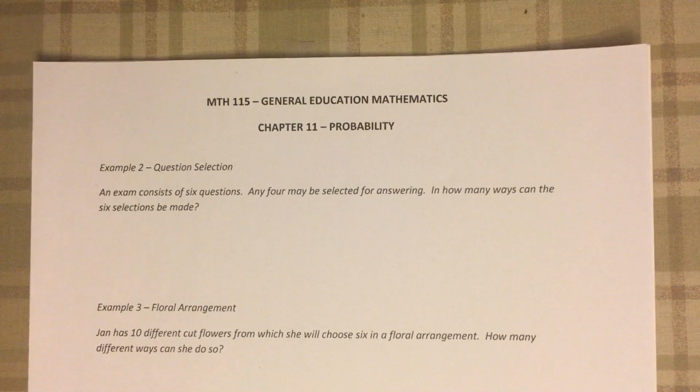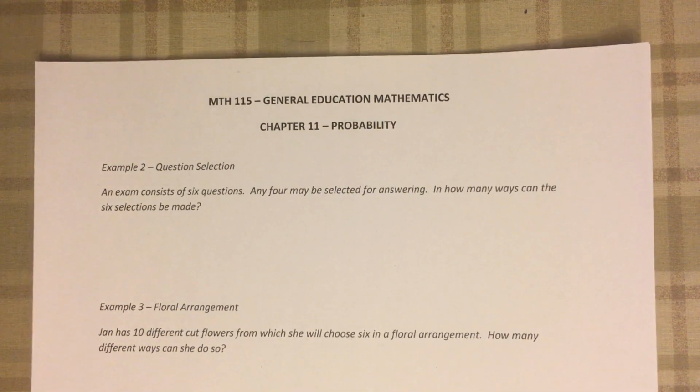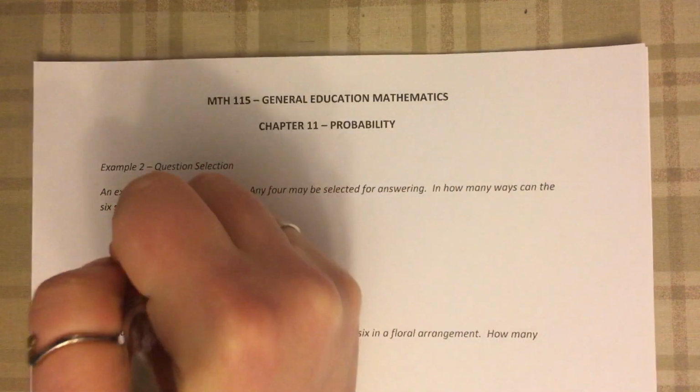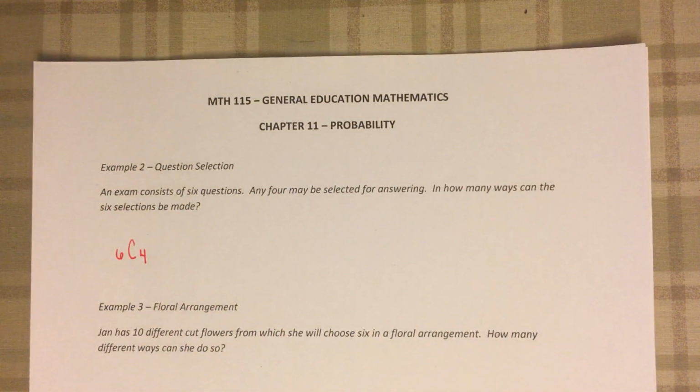In example 2, an exam consists of 6 questions. Any 4 may be selected for answering. How many ways can the selections be made? Looking at this using our notation, we have 6 questions and we are selecting 4. Order doesn't matter, so it doesn't matter which order we pick the questions that we would answer on the test. All that matters is that we're choosing 4 out of 6.